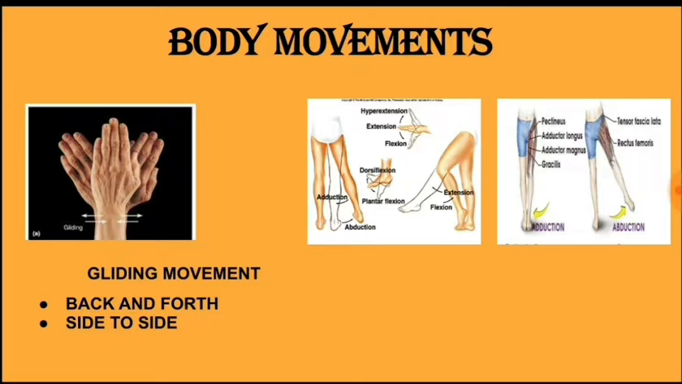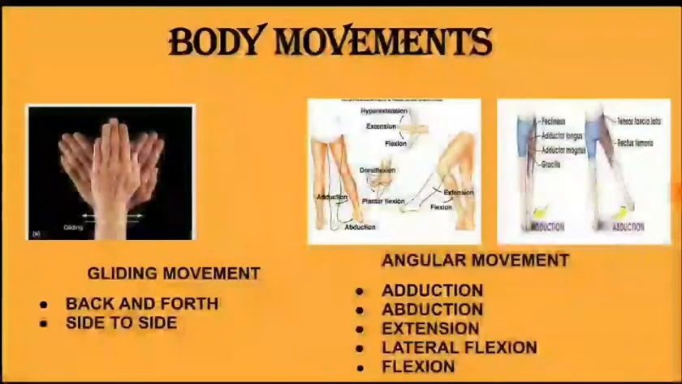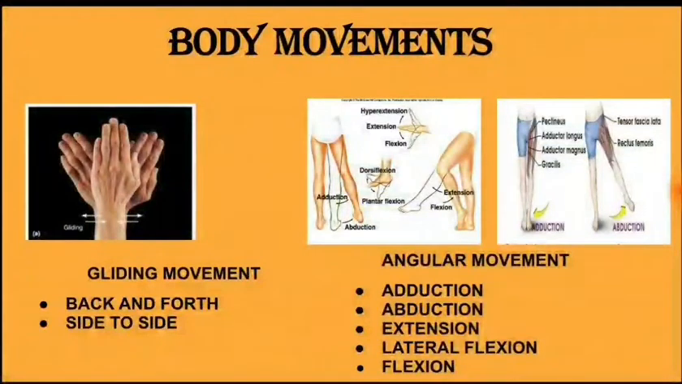Moving on, I have put one more body movement of a human. You can see there's angular movement. Angular is moving in different angles. Gliding is just to and fro, but angular is towards whichever angle, like 90 degrees, 45 degrees. You're moving your leg or hand. So there are different angular movements like adduction, abduction, extension, lateral flexion, and flexion.